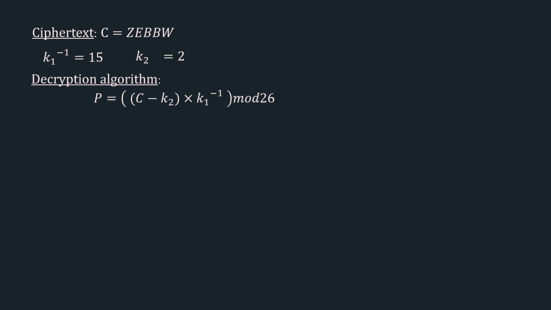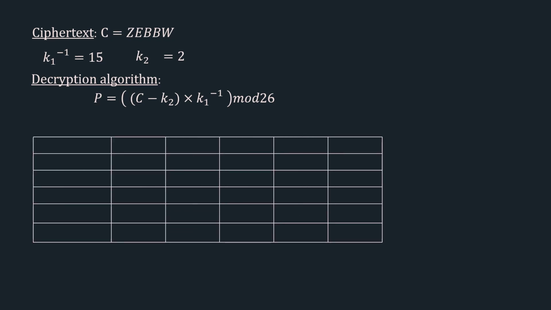Here the ciphertext is ZEBBW, k1 inverse is 15 and k2 is 2, and the decryption algorithm is P equal to C minus k2 the whole into k1 inverse the whole mod 26. Let's construct a table to find the plain text. So the first row is C. So we input Z, E, B, B, W.